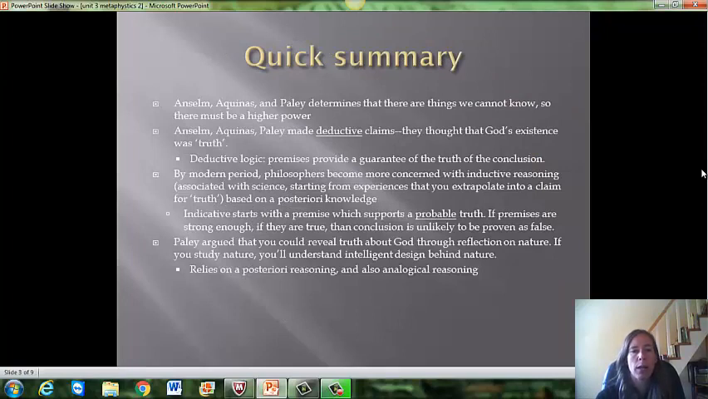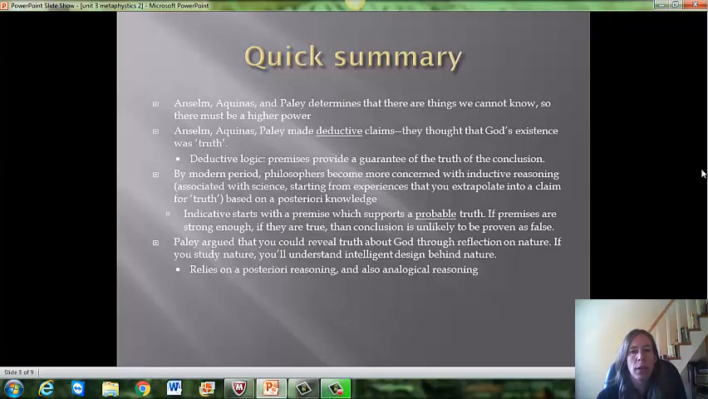So let's do a quick summary. We talked about Anselm and Aquinas, and I'm also going to add Paley in here, who argue that there are things we can't know. And because we don't know these things and we don't have explanations for these things that we observe, there's got to be a higher power. In the modern period, the 17th and 18th centuries, philosophers started becoming more interested in inductive reasoning.